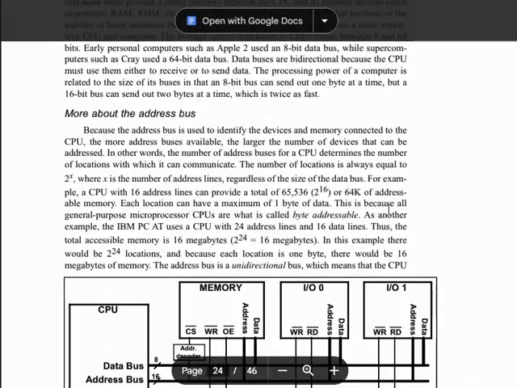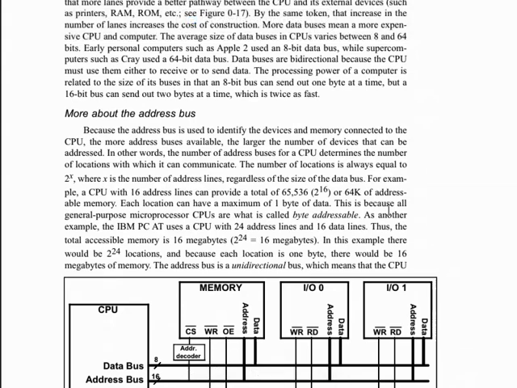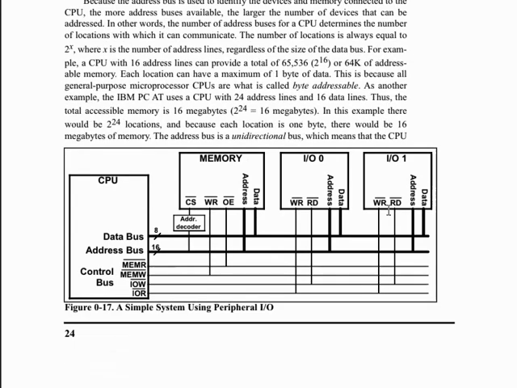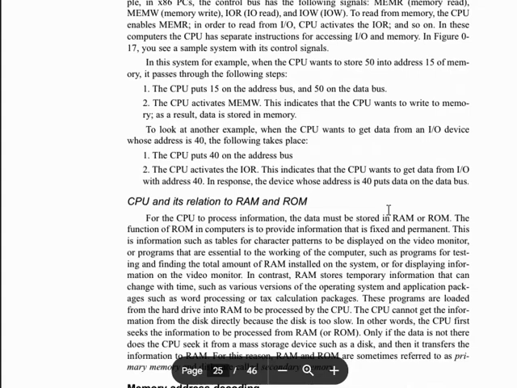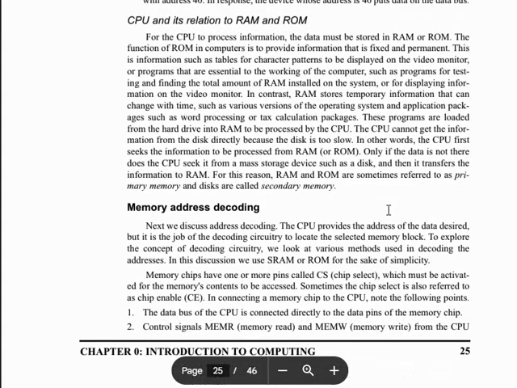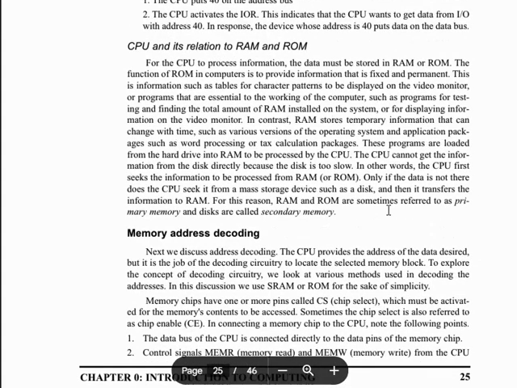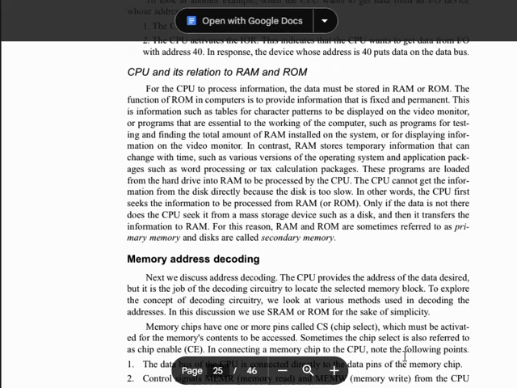There are data buses that carry data between the components, such as between the CPU and the memory. The control bus carries control signals, such as read and write signals, between the components. Then we have address decoding. We have read all this.